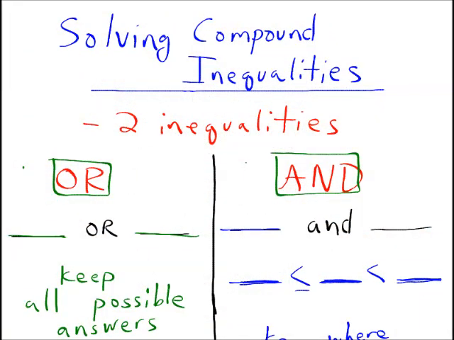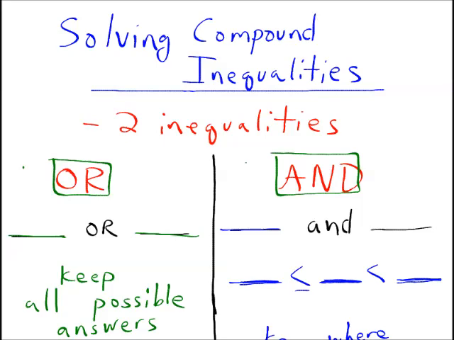Hello everybody. Today we're going to talk about solving compound inequalities. Compound inequalities are two inequalities that are graphed on the same number line. We have two major types of compound inequalities. We have or statements and we have and statements.